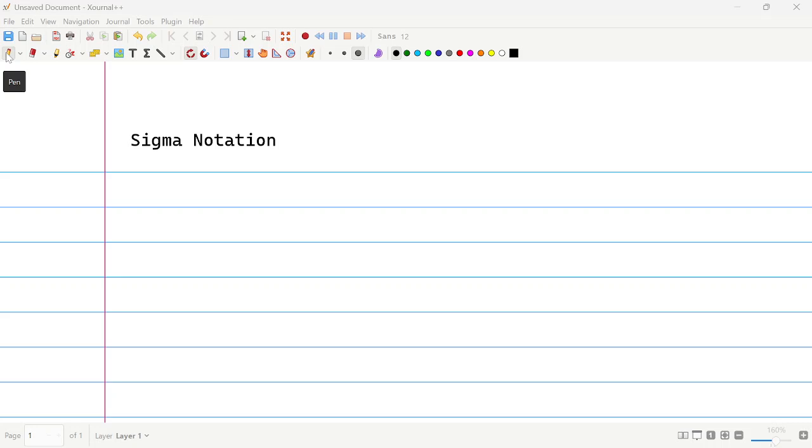Hello everybody. Today we are going to be going over sigma notation. Now sigma notation is very easy to understand, and I'm telling you right now there is a sequence to this.